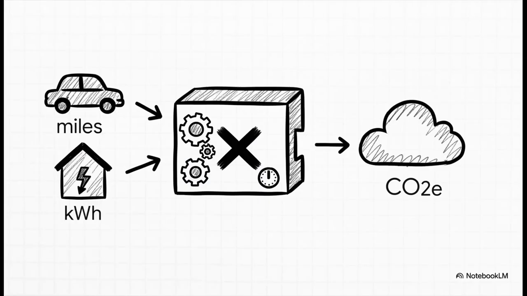So here's the magic step. How do you turn miles and kilowatt hours into a single carbon value? You use something called an emission factor. Honestly, just think of it like a currency converter. It's a special number that turns each activity into a standard unit called CO2 equivalent, or CO2e. That little e just means we're bundling all the different warming gases together into one number to keep things simple.